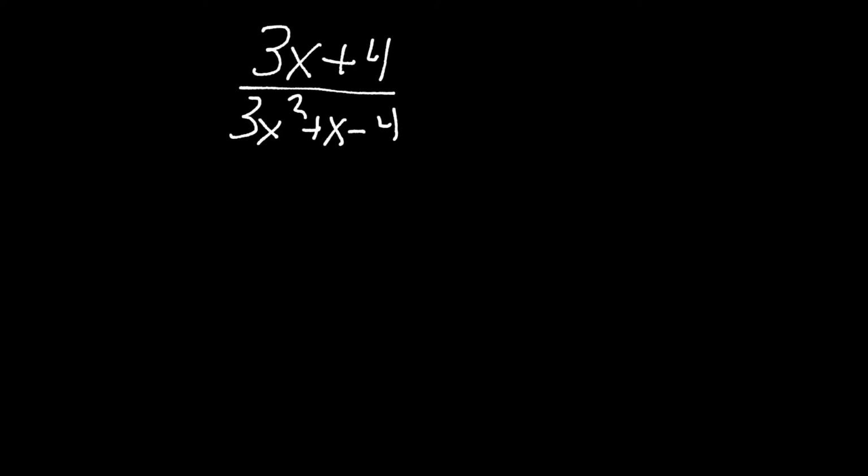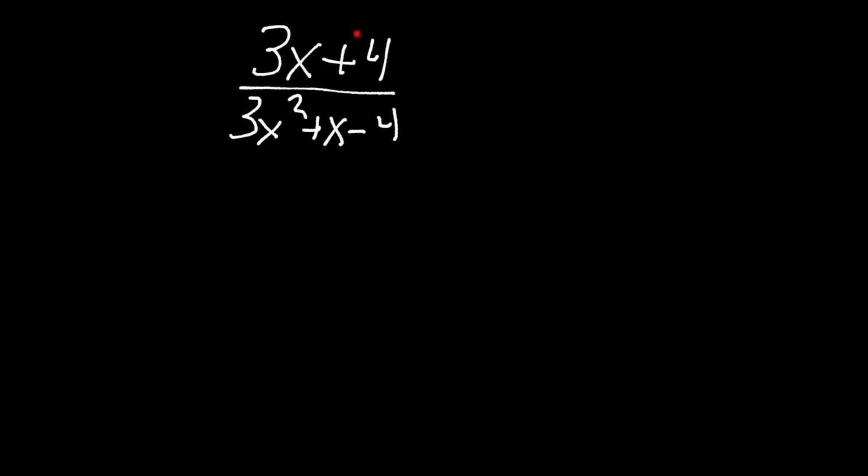Alright, here we go. We have a binomial, 3x plus 4, over a trinomial, 3x squared plus x minus 4. Our goal, once again, is to factor out anything from the top and from the bottom, see if they share any factors, and cancel those out. So don't think, oh, they both start with a 3 and both end with a 4, I can just cancel those out right away. No, you cannot.